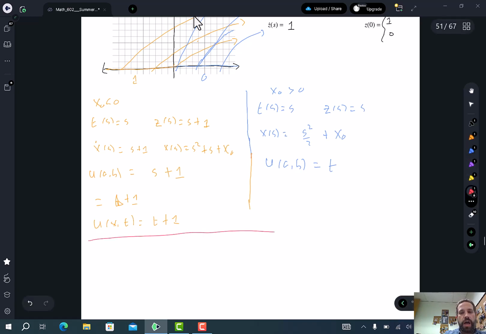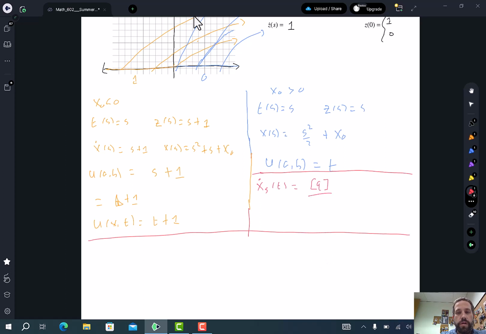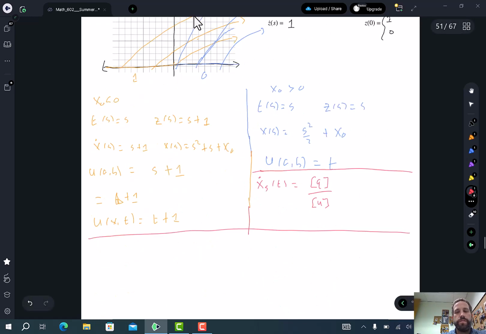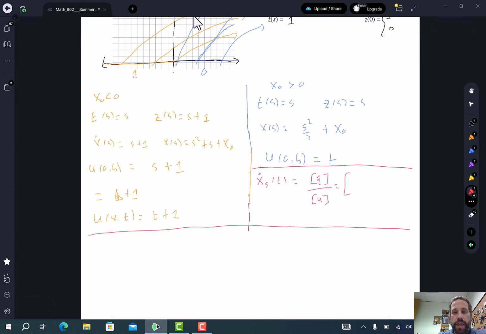Okay, so now let's look at the shock. I want to find the location of the shock. I have enough room to do that over here. So x_s dot of t is going to be equal to the jump in q over the jump in u. And remember, q of u for this problem, if I come back up here, writing this in conservative form, is u squared over 2. And so this is going to be equal to 1/2 times u to the right of the shock plus u to the left of the shock. u to the right of the shock is t, u to the left of the shock is t plus 1.